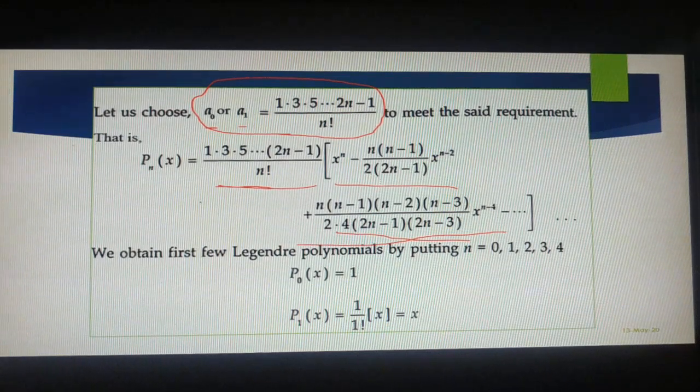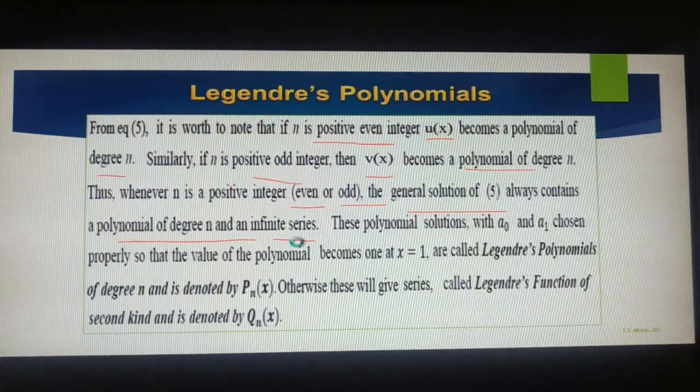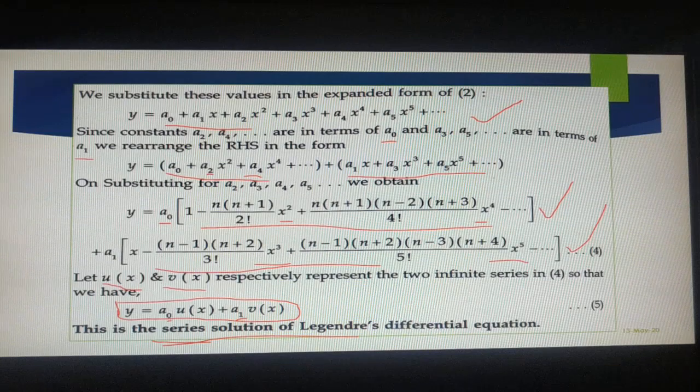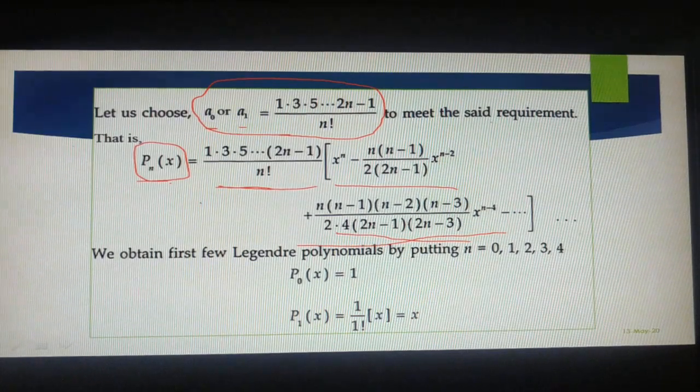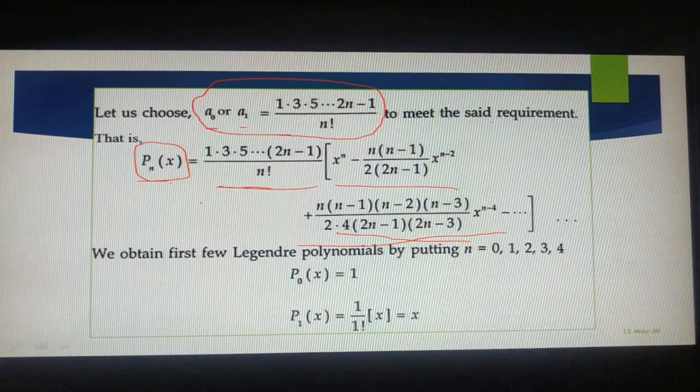Anyway, what we have done here, this is our series solution, right? This series solution we can represent as some particular polynomial. This series solution y will be represented as some polynomial. What name am I giving? Pn of x. When is it possible? It is possible when n is either an even or odd integer. It's not a problem, but it should be an integer.